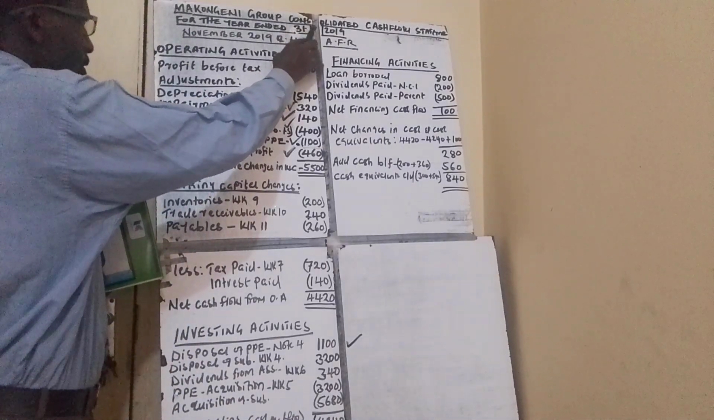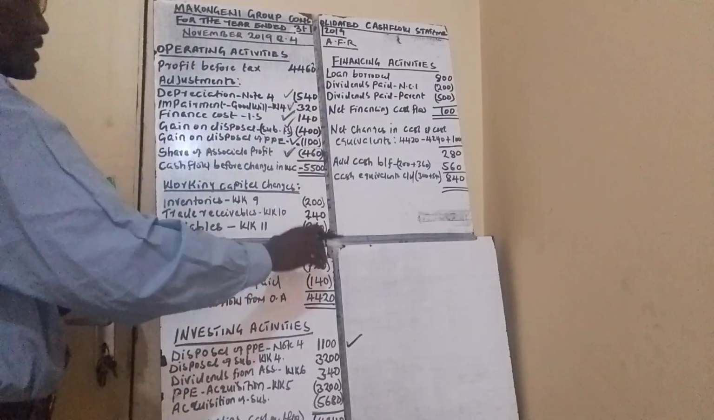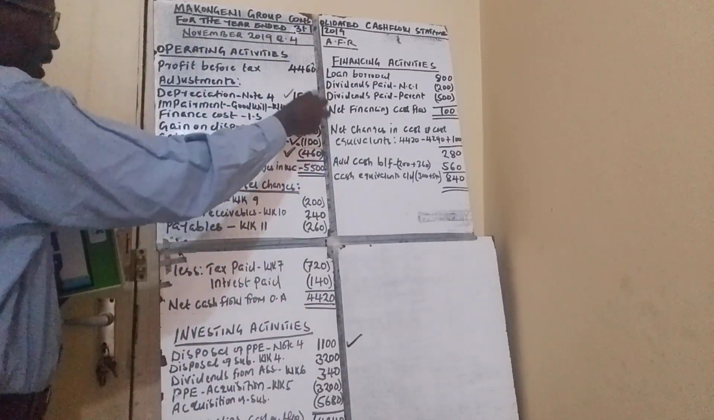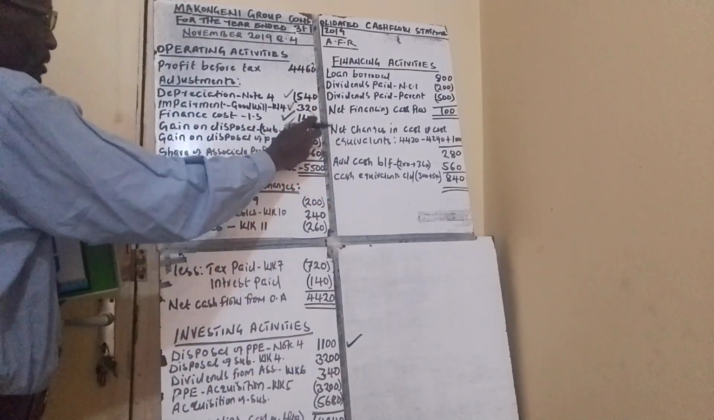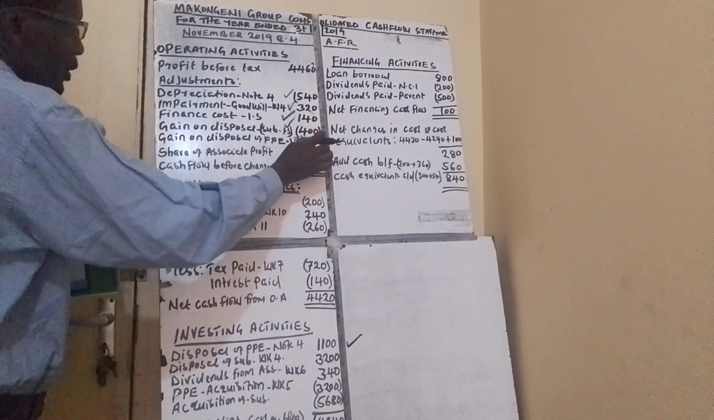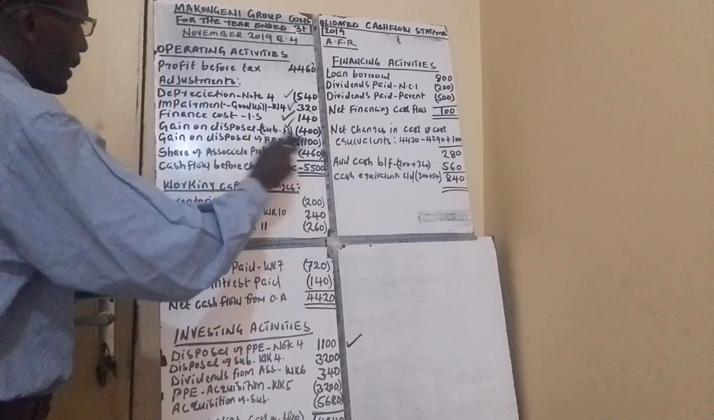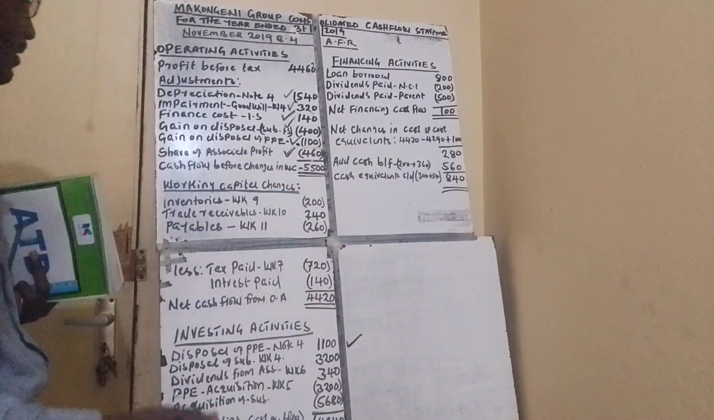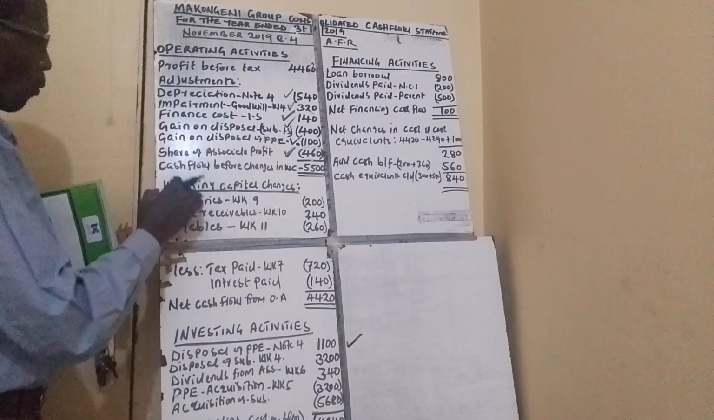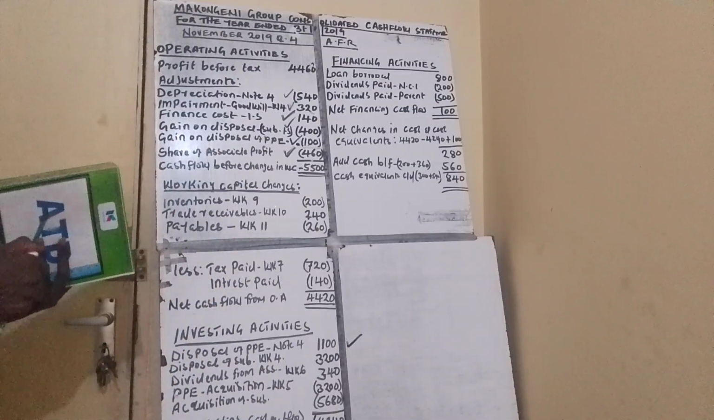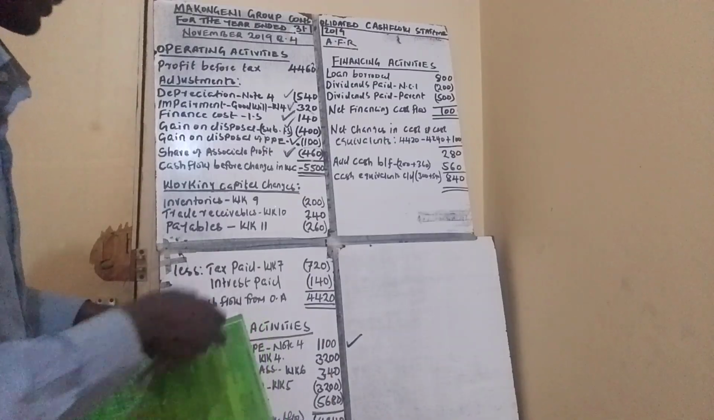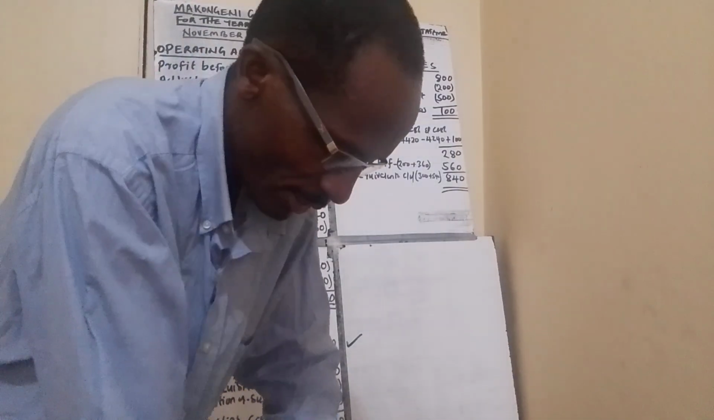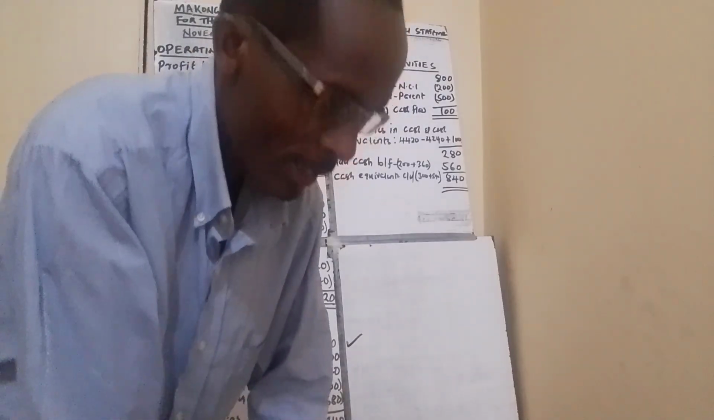So you sum up these figures, the profit before tax for 460 minus 1540 plus 320 plus 140 minus 400, gain on disposal of PP, you minus 100, share of profit minus 460, you get 500. Next is working capital changes. Now here, working capital changes is to do with non-current assets and liabilities.